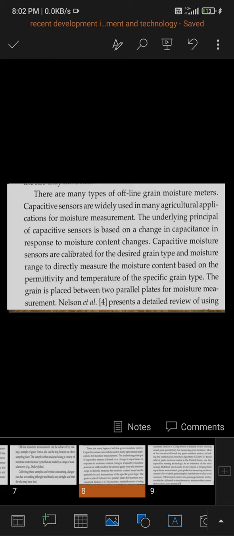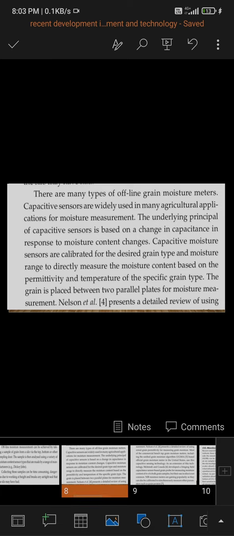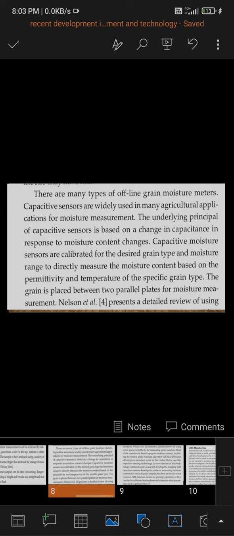Capacitive sensors are widely used in many agriculture applications for moisture measurement. The underlying principle of a capacitive sensor is based on change in capacitance in response to moisture content changes. Capacitive moisture sensors are calibrated for the desired grain type and moisture range to directly measure the moisture content based on the permittivity and temperature of the specific grain type. The grain is placed between two parallel plates for moisture measurements.